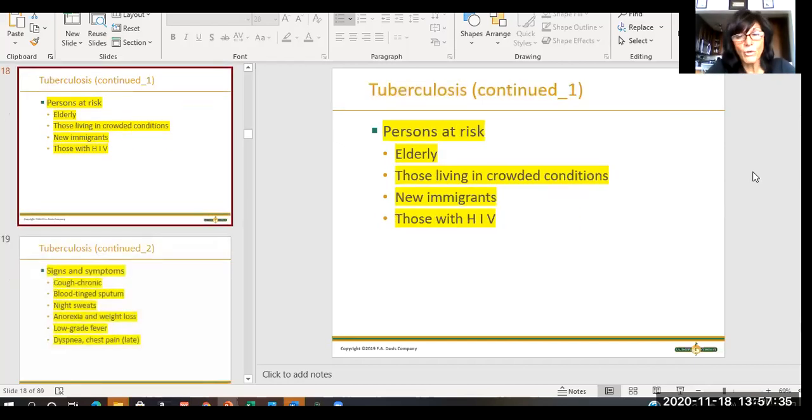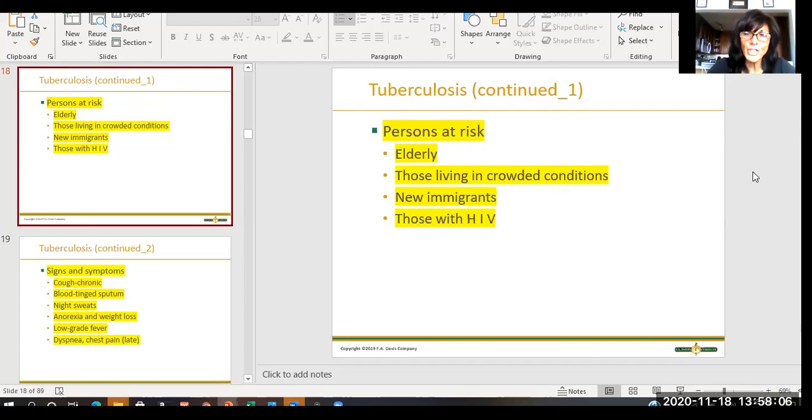Who's at risk? The elderly, right? Aren't they at risk for everything? People living in crowded conditions. There are countries like India, some other countries where we see very, very crowded conditions, China, right? And a lot of people have already been infected and don't even know it, right? People with HIV are at particular risk because TB will kill them, okay? So it's important to know.